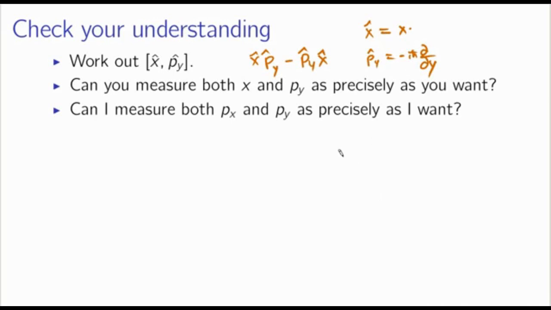Can I measure both x position and y momentum as precisely as I want? Or what about x momentum and y momentum? You know from 1 dimension that you can't measure x position and x momentum, but what about x position and y momentum?